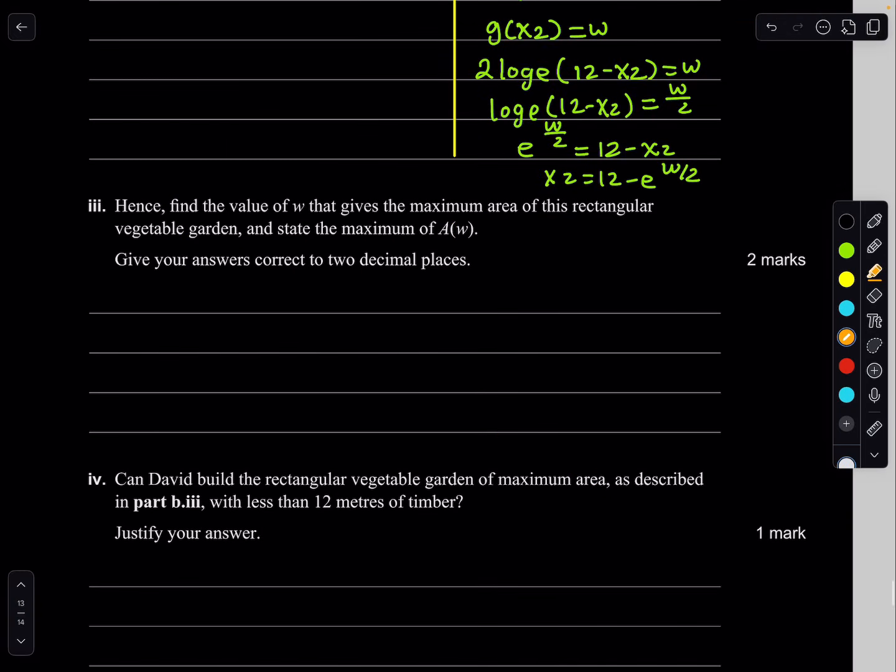Okay, next question. Hence, so using your previous answer, find the value of w that gives the maximum area of this rectangular vegetable garden and state that maximum w of A(w). Give your answer correct to 2 decimal places. Okay, not too bad. So, of course, to find the maximum, you have to derive A of w and let it equal to 0. And let's just do that all with our CAS.